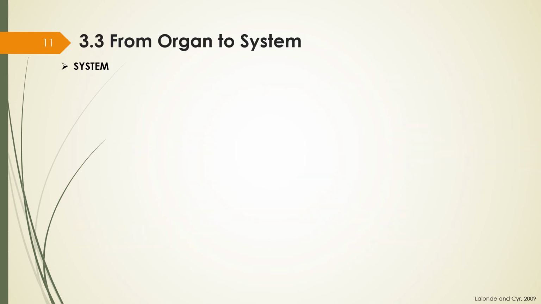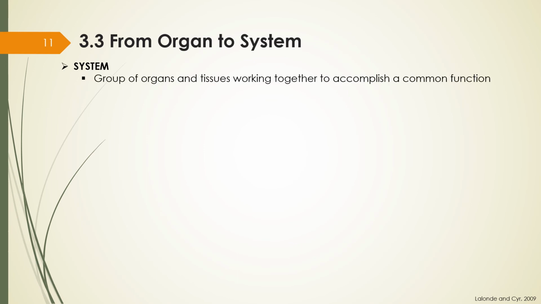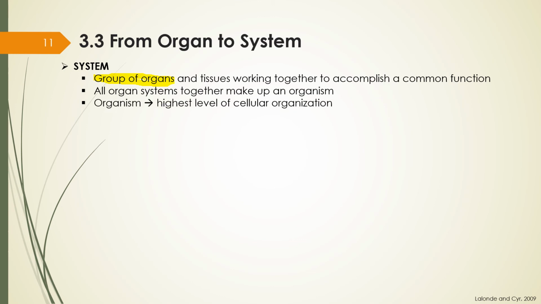Now, if you collect organs in your body, you form a system. So a system is a group of organs. So remember, a group of cells forms a tissue. A group of tissues forms an organ, and a group of organs forms a system. So when I put two or more organs together, I make up a system. And when I put all the systems together, I make up an organism. Okay, and the organism is the highest level of organization.